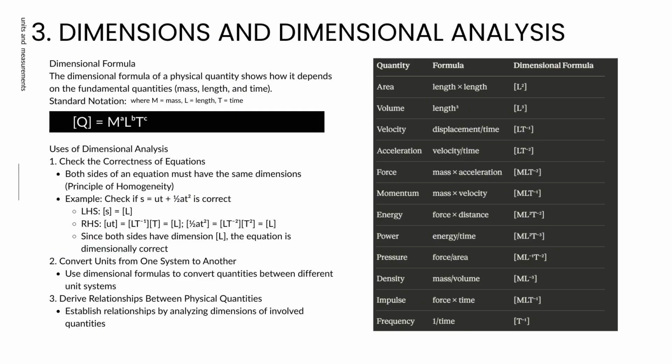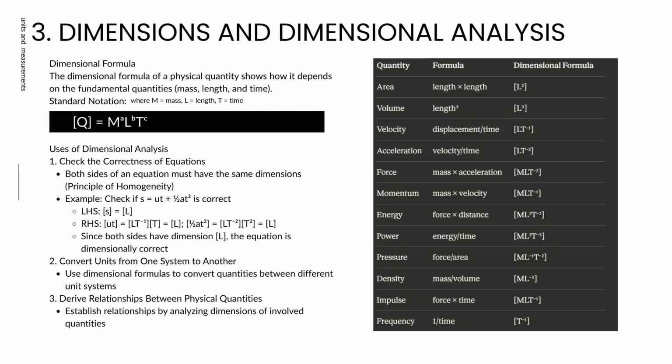Same thing happens for half AT squared. Half is just a constant, it does not matter. We have A and T raised to power 2. We have LT raised to power minus 2 multiplied by T raised to power 2. From our knowledge of indices, you know that minus 2 plus 2 gives you 0, which will leave you with L. Since both sides have dimension L, then the equation is dimensionally correct.